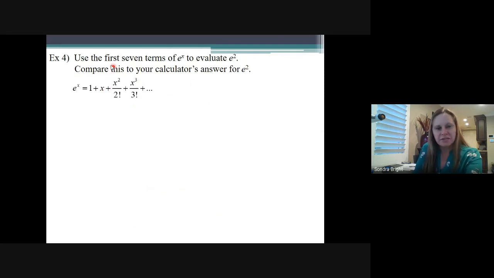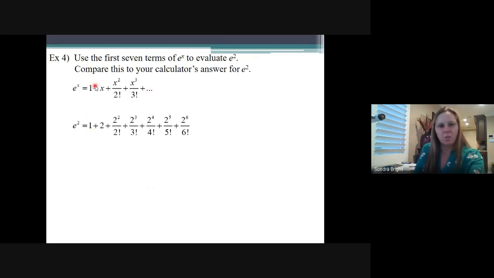We want the first 7 terms, 1, 2, 3, I gave you 4 of them, to do e squared. All right, so e squared means you are plugging a 2 into each of these x's. And we need to go all the way up to what? 1, 2, 3, 4. So to give you 7 terms, I need to go up to x to the 6th.